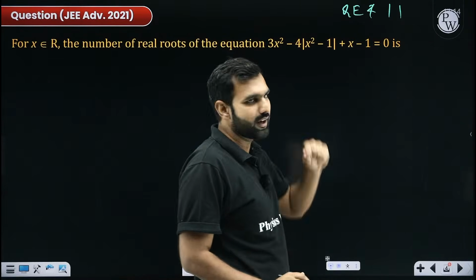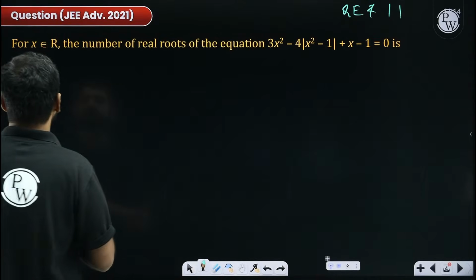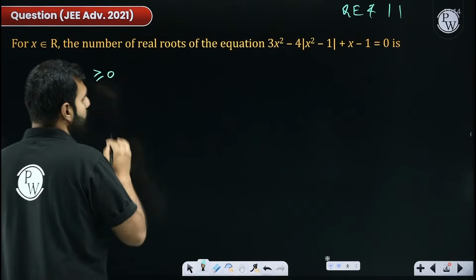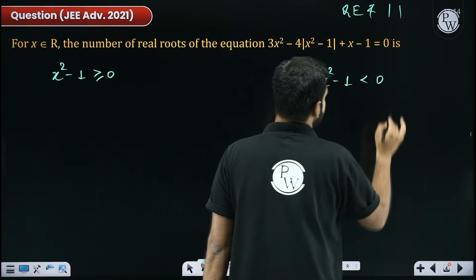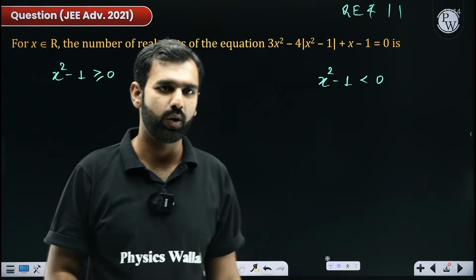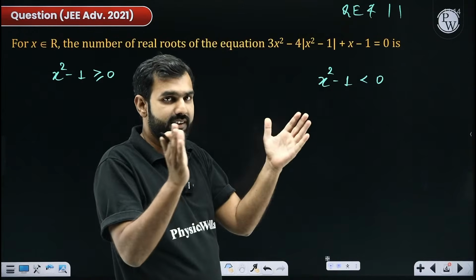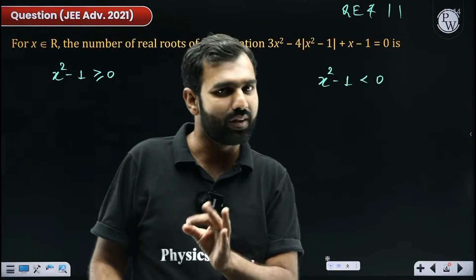First of all, I need to get rid of this modulus sign. So I'll be creating two cases here. Which two cases, students? The first case is that x square minus 1 should be non-negative. The second case, when x square minus 1 is negative. I hope this part is very well understood by you all. Now, there is a simple catch: whenever it is non-negative, the modulus gets removed, and if it is negative, the modulus opens or removes with a negative sign.